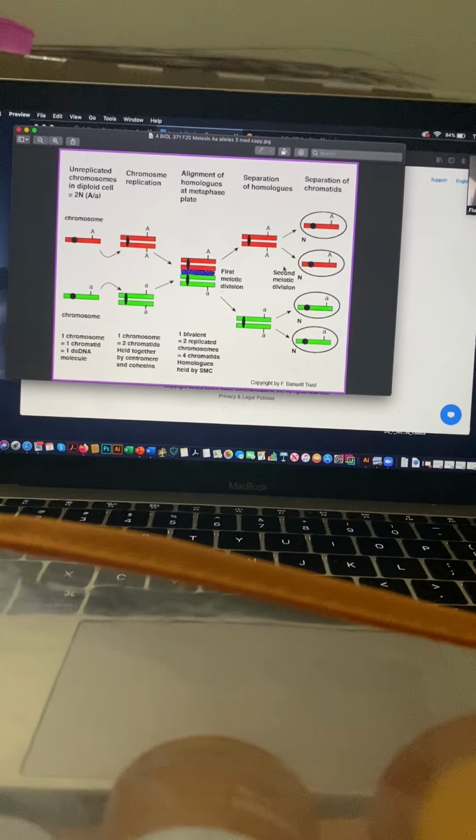During the second meiotic division, you have separation of the chromatids and the centromere, and then you end up with two gametes, haploid cells, that have the big A allele, and two that have the little a allele. So you have basically two big A's to two little a's, or 1 to 1. And this demonstrates Mendel's first law, the segregation of alleles at a locus.